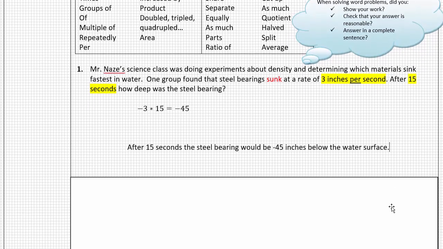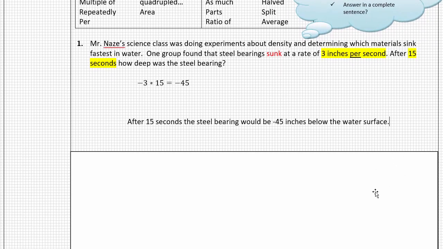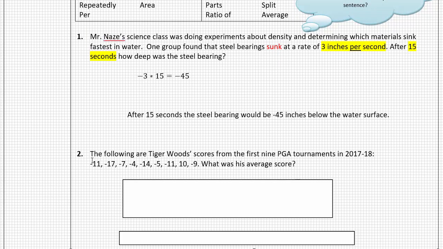Alright, let's take a look at the second problem. Number 2. The following are Tiger Woods' scores from the first 9 PGA tournaments in 2017-18. So we see those here. And we're being asked to find what is his average score. So think about that. You might want to go ahead and start doing some calculations, pausing the video if you need to, and then resume the video to see how we compare.